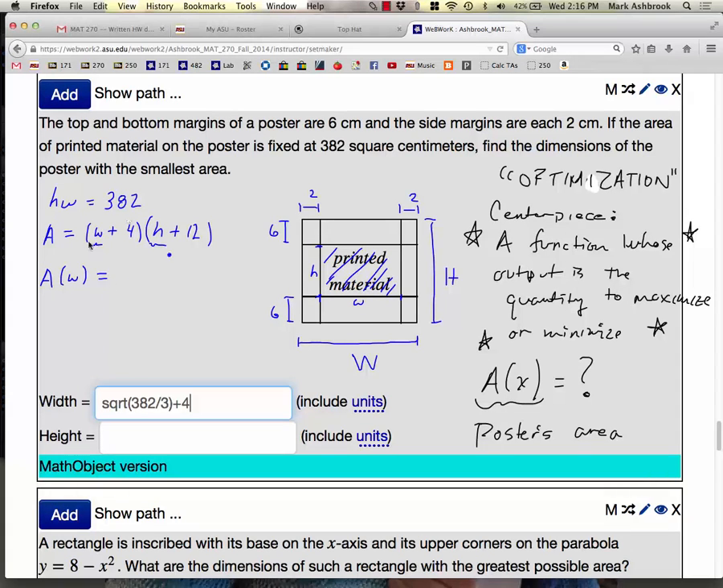How are we going to get this thing only in terms of w and not w and h? Yeah, so we have this relationship between h and w here. So it would be w plus 4. If this center thing is fixed at 382, then what does little h have to be? 382 divided by w is h.